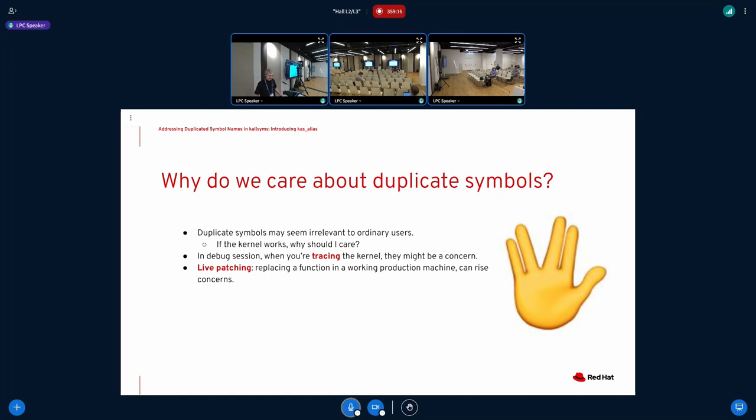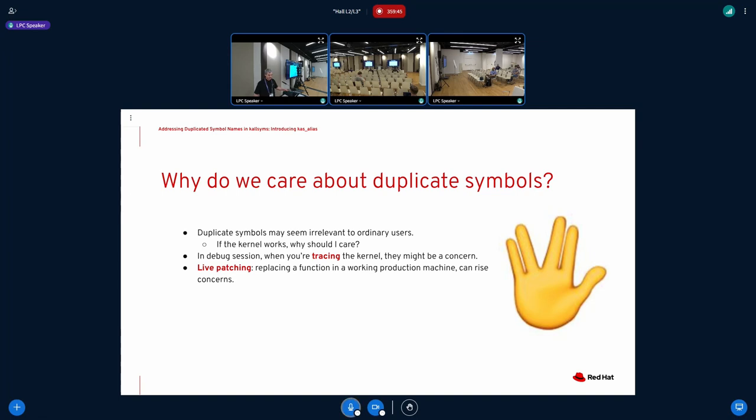So the next question is, why should we care? For the average user, this may seem like a non-issue. They can live long and prosper without even worrying about duplicate symbols. And honestly, I envy those people sometimes, but, and there's always a but, there are certain situations when this duplicate can become a real headache.